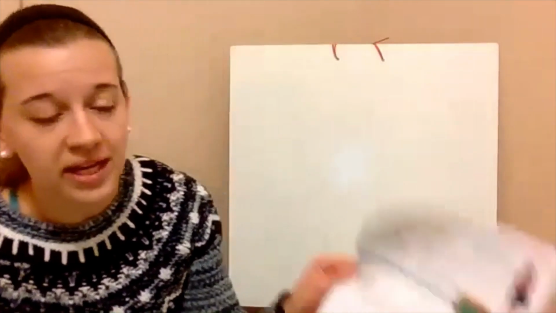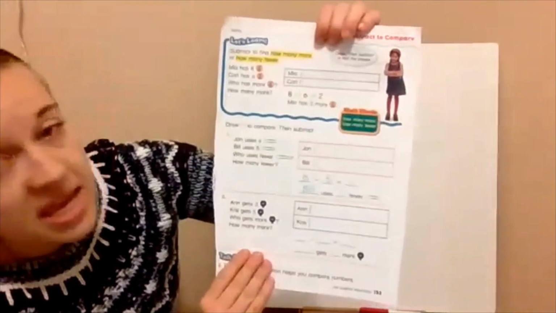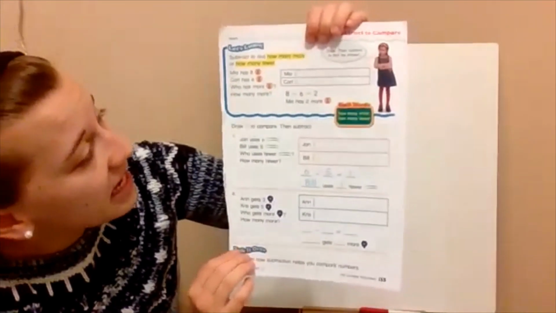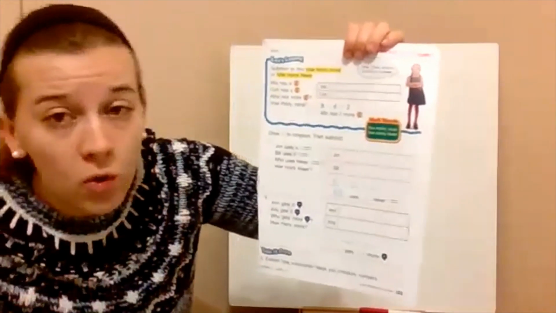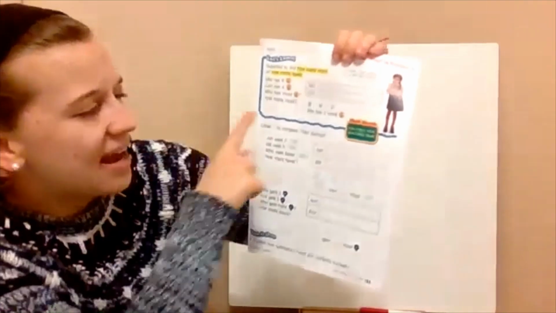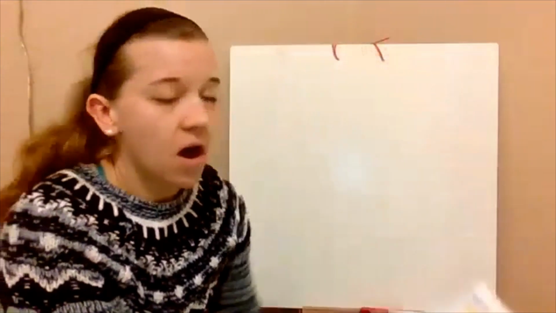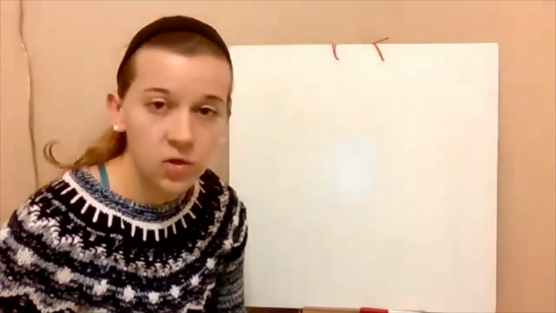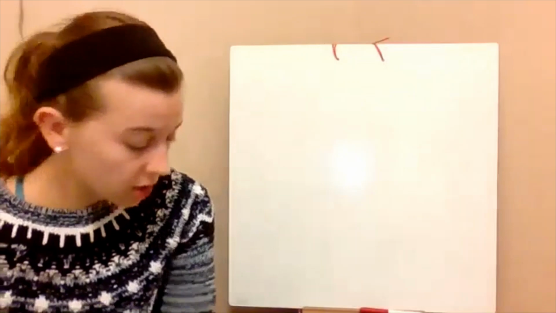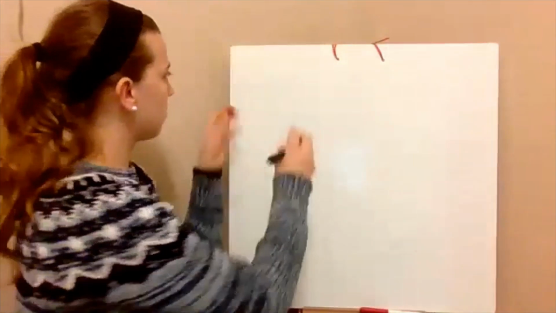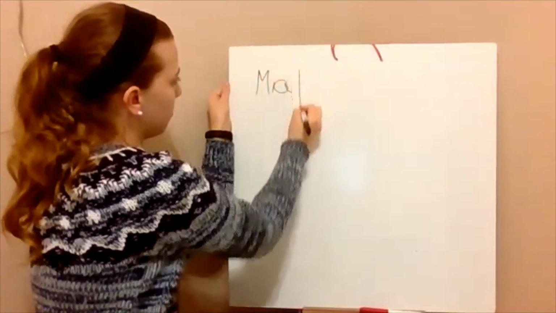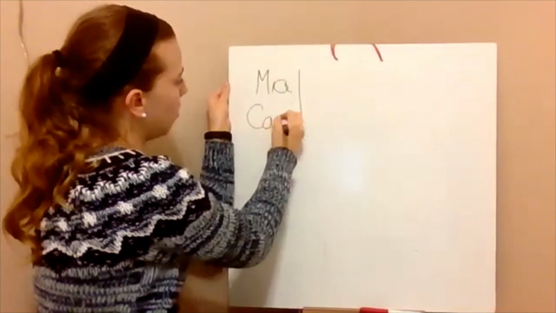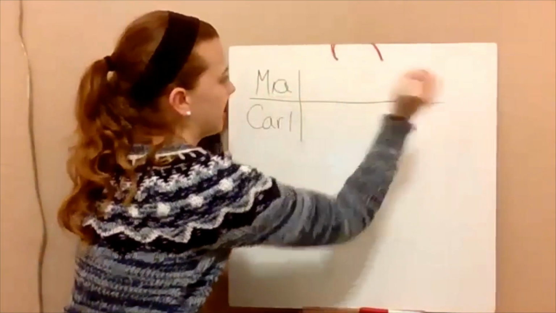Okay, so it says Mia has 8 pennies. Carl has 6 pennies. Who has more pennies? And how many more? Okay, so what you would do, of course, first is you would fill out your chart. So I'm not going to make the full chart because that will just take too long. But I'm going to put Mia's name and Carl's name and put a line to divide it.